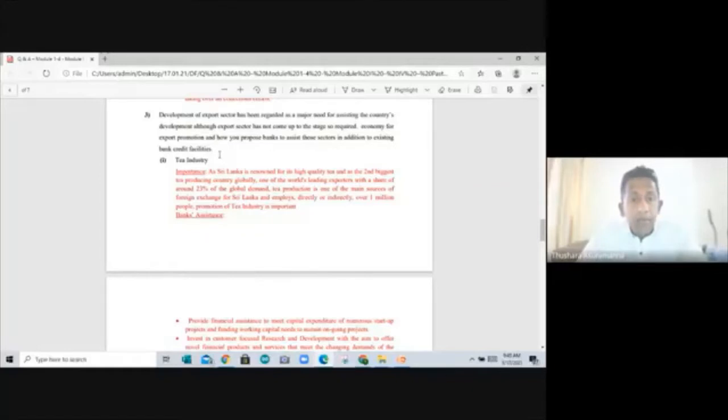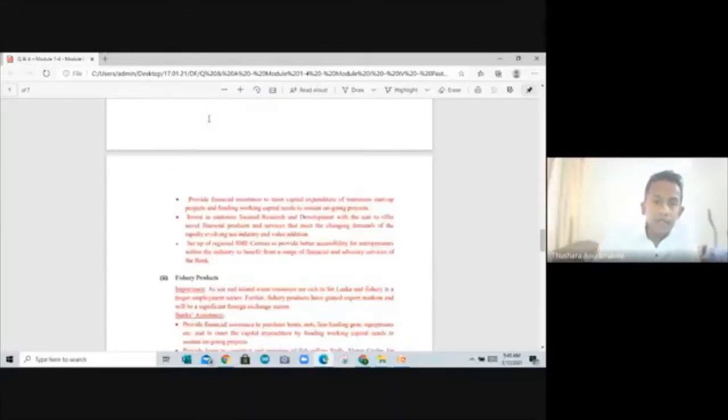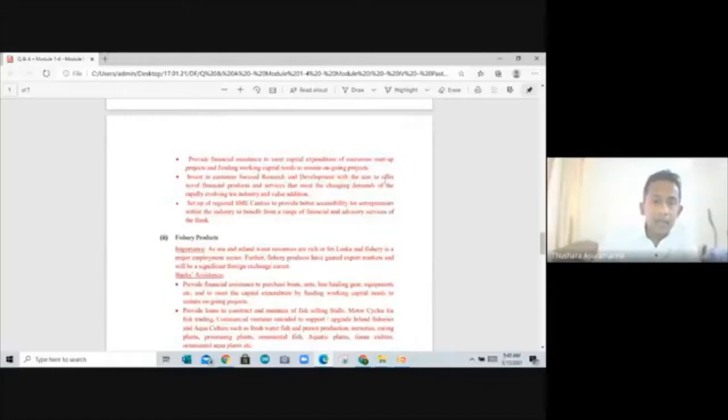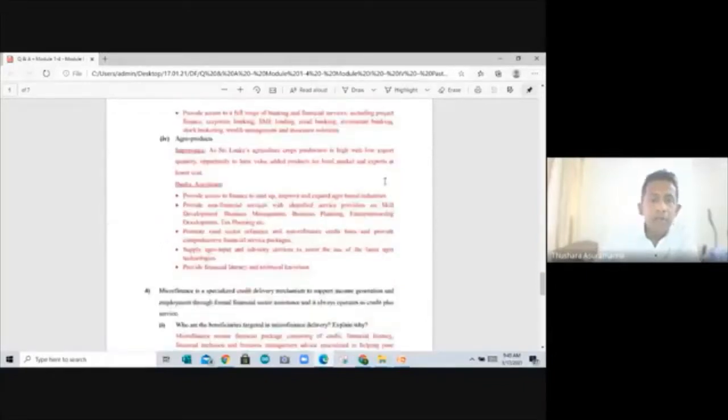Here, development of the export sector has been regarded as a major need for assisting the country's development, although the export sector has not come up to the stage required. So the economy needs export promotion, and how do you propose banks to assist those sectors in addition to existing bank credit facilities? They ask about the tea industry, fisheries industry, and then tourism, agro, right?